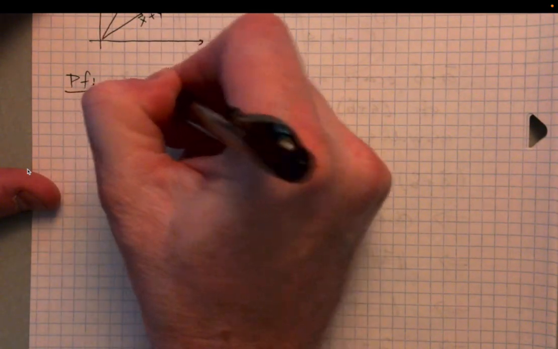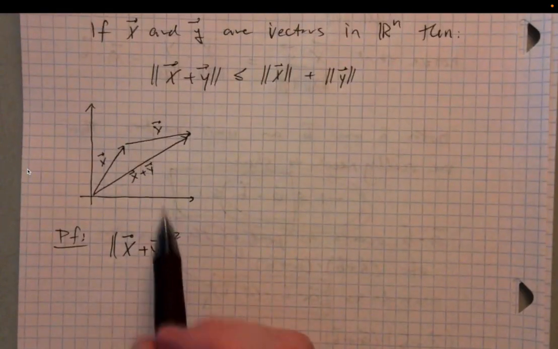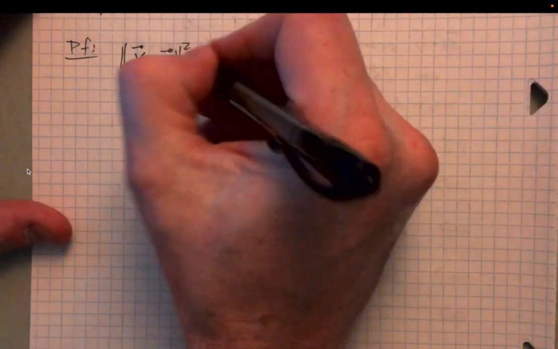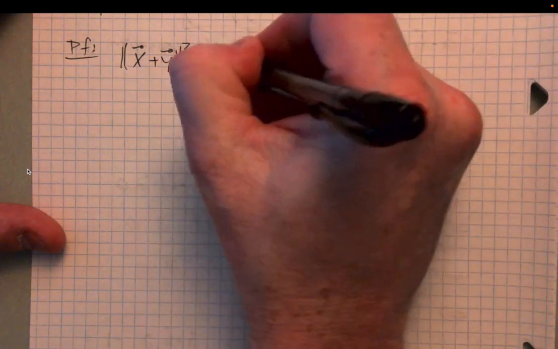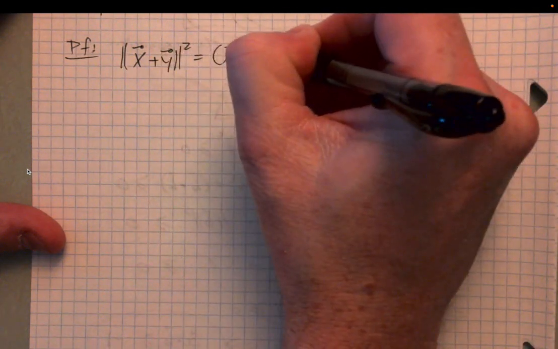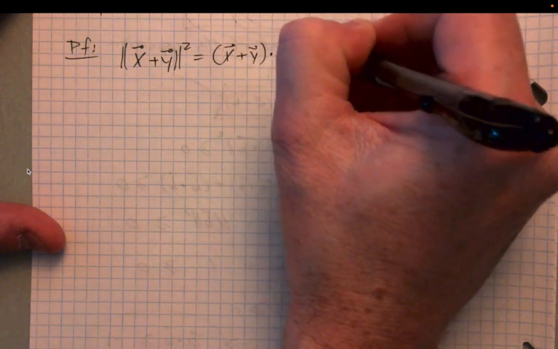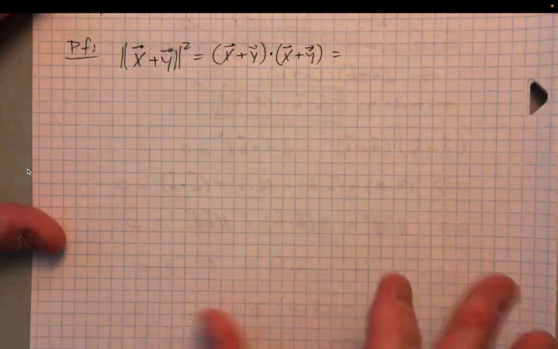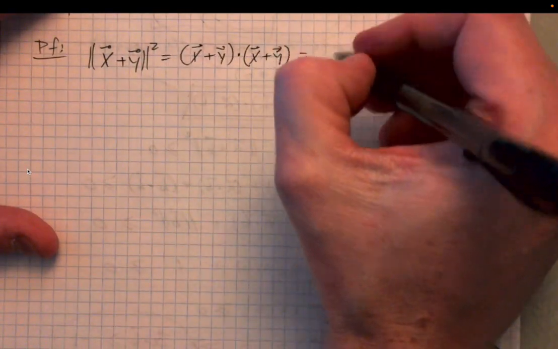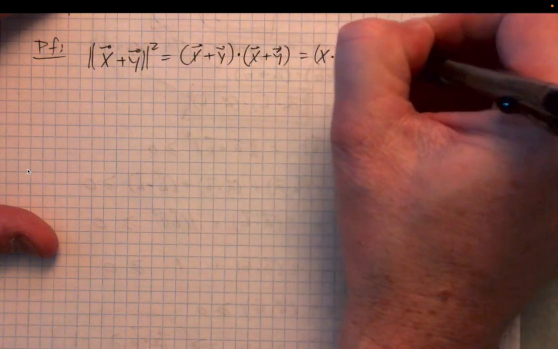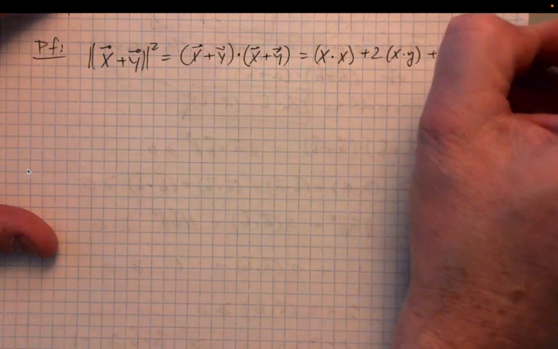For this proof, we're going to start with this guy, the norm of x plus y squared, and then we'll get to the result itself. Notice the result is not x plus y squared, but we're going to start with this for our proof. We can expand this. We know from a previous theorem that this is equal to x plus y dot x plus y, and we can expand this to x dot x plus 2 times x dot y plus y dot y.